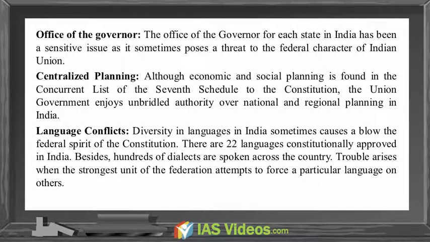Language conflicts. Diversity in languages in India sometimes causes a blow to the federal spirit of the Constitution. There are 22 languages constitutionally approved in India. Besides, hundreds of dialects are spoken across the country. Trouble arises when the strongest unit of the federation attempts to force a particular language on others.